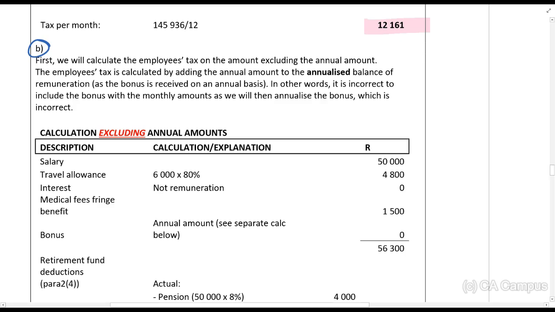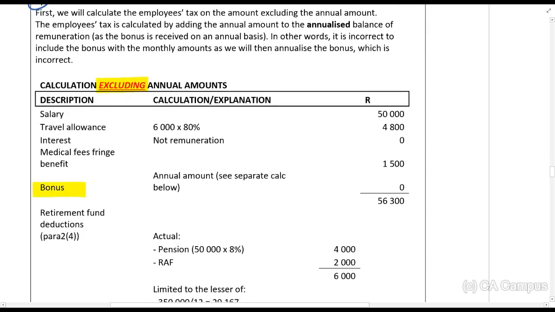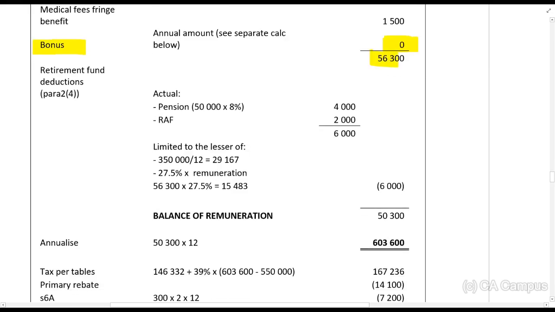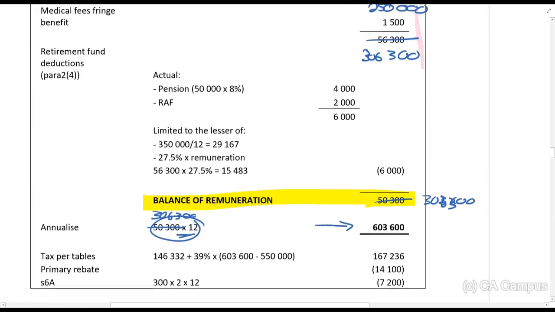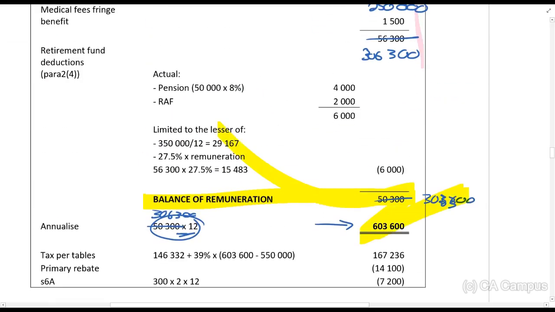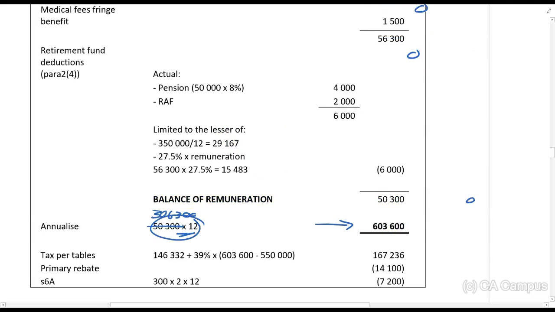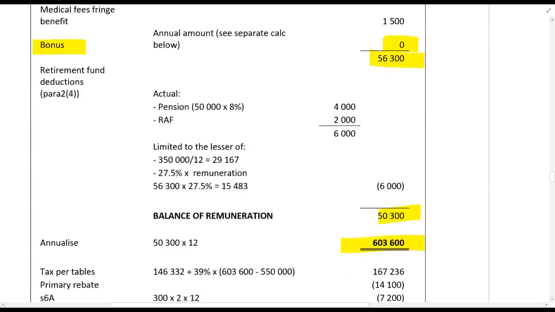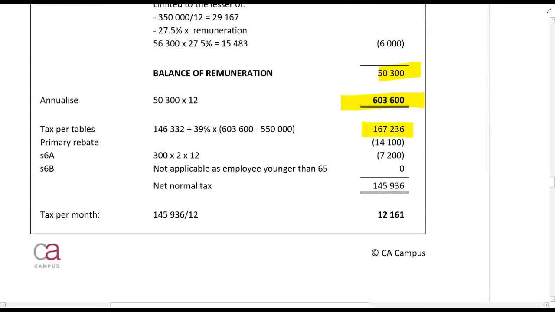The first thing that you do is you calculate what the employee's tax would be excluding the annual amount. The annual amount is the bonus. Now, it's exactly the same here. Okay, I just want you to see, here's the bonus. I've made it null. It's exactly the same. Look at these amounts. 50,300. Look at that balance of remuneration. 603,600. Guys, can you see it's still the same as what we've had all along? Okay, 603,600. You calculate the tax with tables, rebate, all of these things as normal.